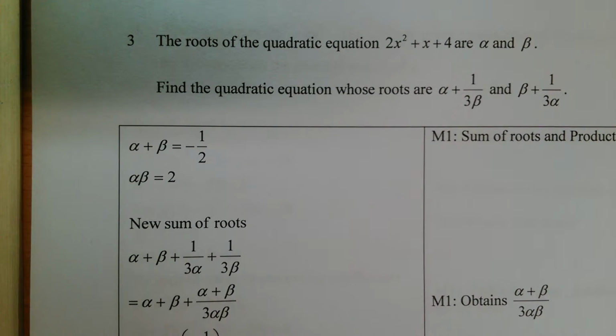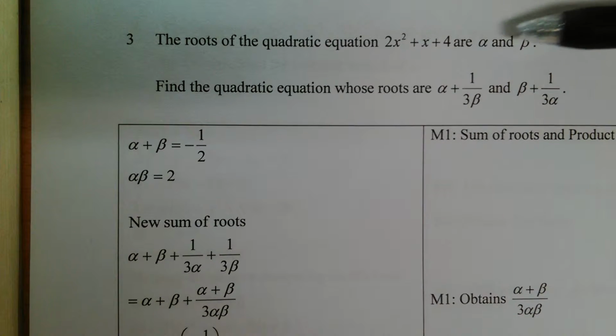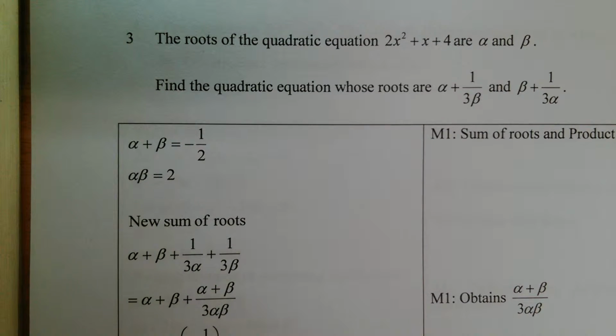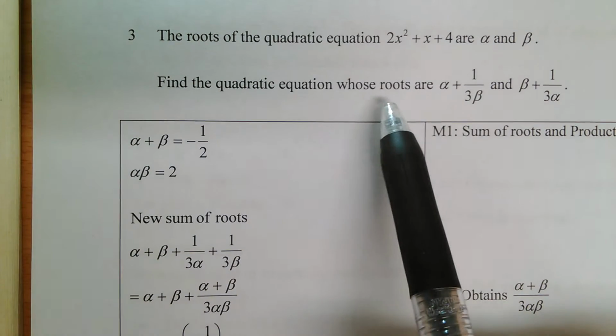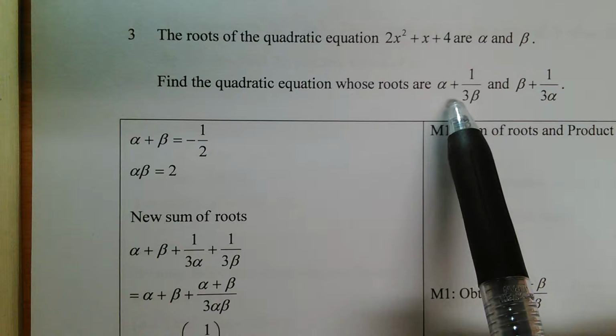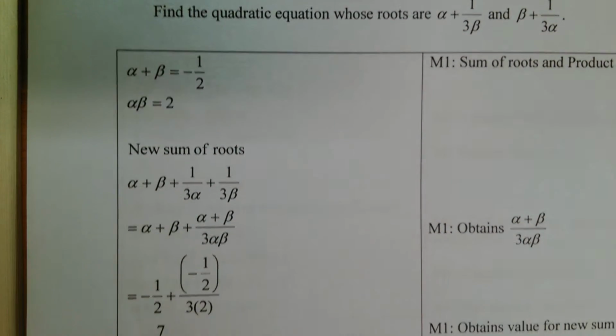Question 3. Alright, first we are told that the roots of this quadratic equation are alpha and beta. Okay, so first things first, and then they ask you to find the quadratic equation whose roots are alpha plus 1 over 3 beta and beta plus 1 over 3 alpha.